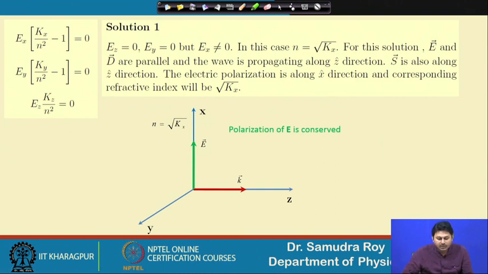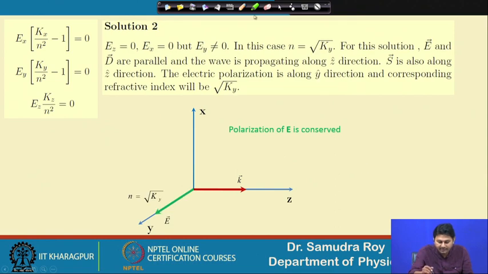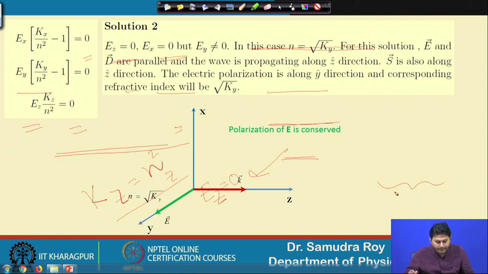The solution 1, as I mentioned in the last class, is one solution where E is along one direction only, that means the Ex component is the only component that is here. Okay, this is now another slide. Okay, this is the previous slide.